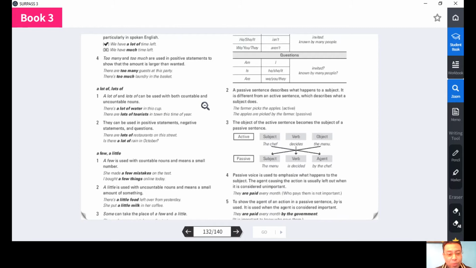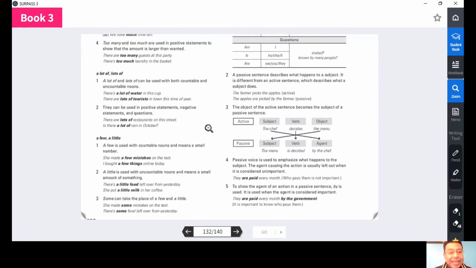There is a lot of water, which is uncountable, in this cup. There are lots of tourists, this is plural and it's countable, in town this time of year. They can be used in positive statements, negative statements, questions. You can use whatever you want. Positive, negative, questions, affirmative, whatever. There are lots of restaurants on this street. Is there a lot of rain in October?